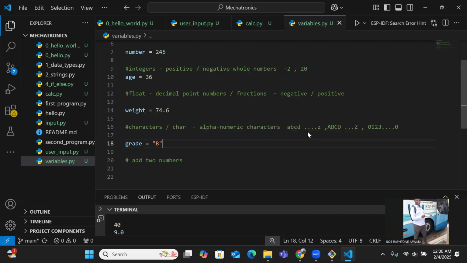So this is another type. Integers is the first type. Float is another type: decimal point numbers or fractions, like weight. Then characters is another one: alphanumeric characters like A, B, C, D. We also have another type, special characters.